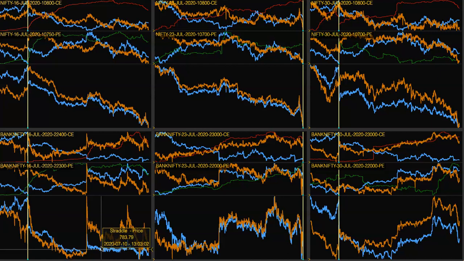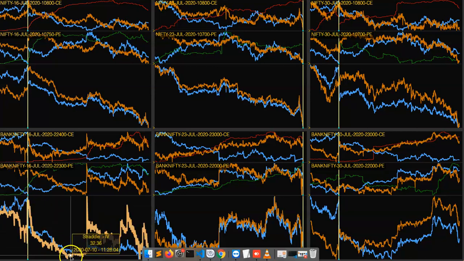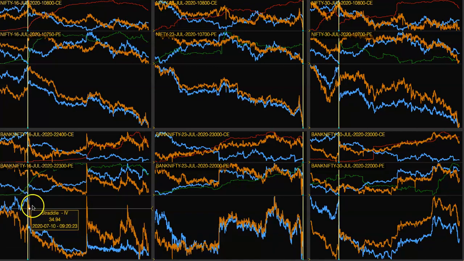For example, the straddle price is 783. And sometimes the market is very flat, or if it has already fallen down, you should avoid selling here and you can do a long straddle, because the IV has crashed from 35 in the morning to 32. So definitely you should avoid short strangles.